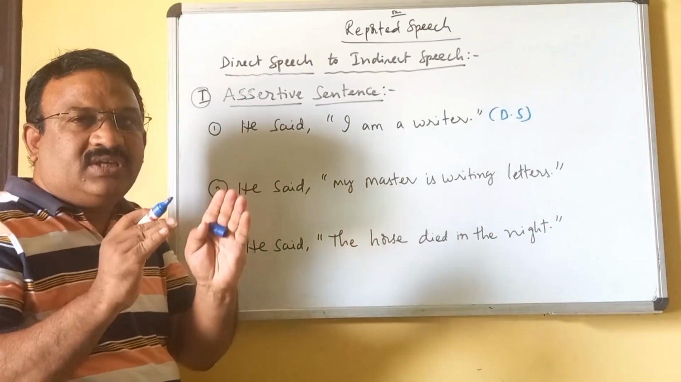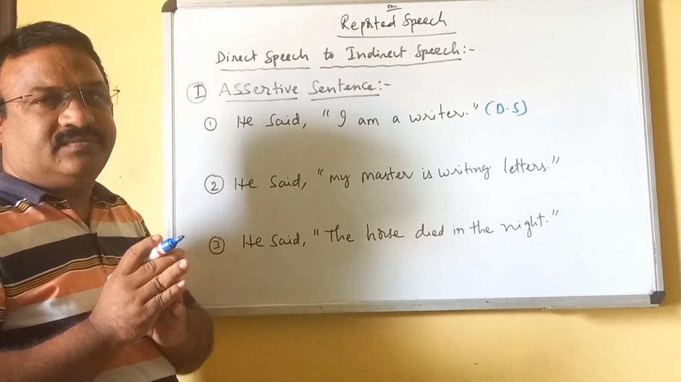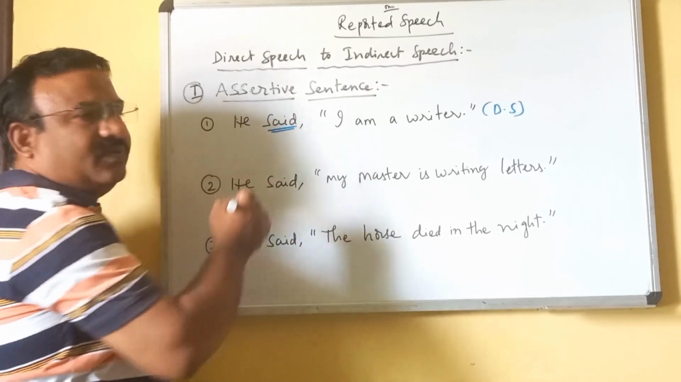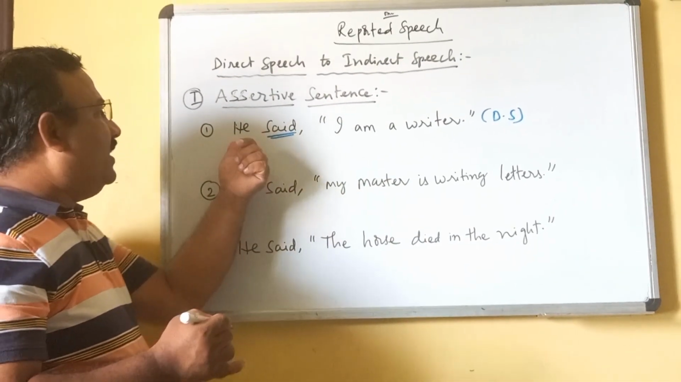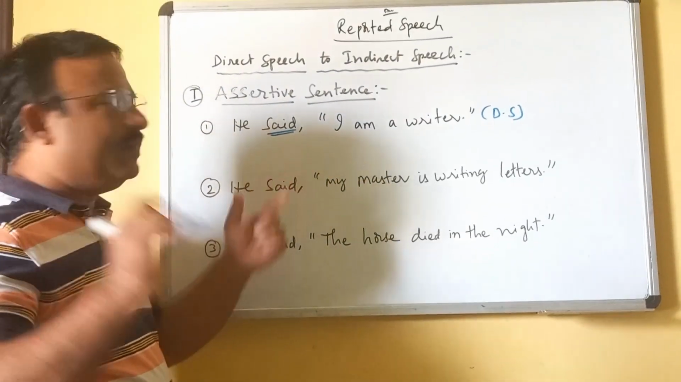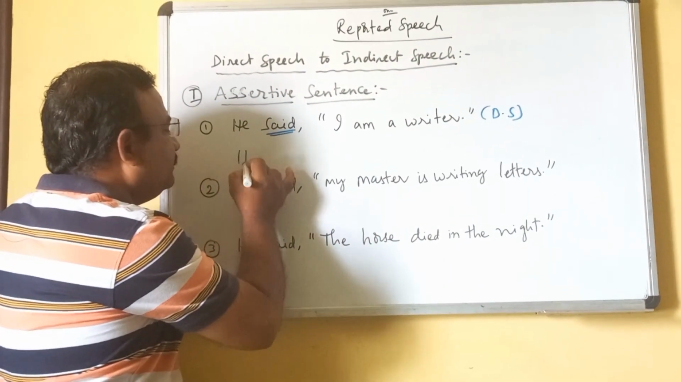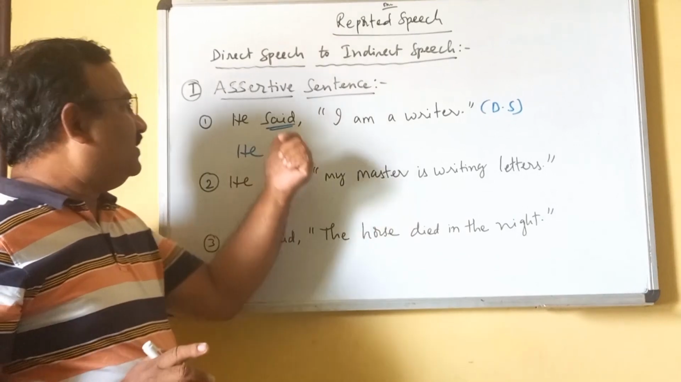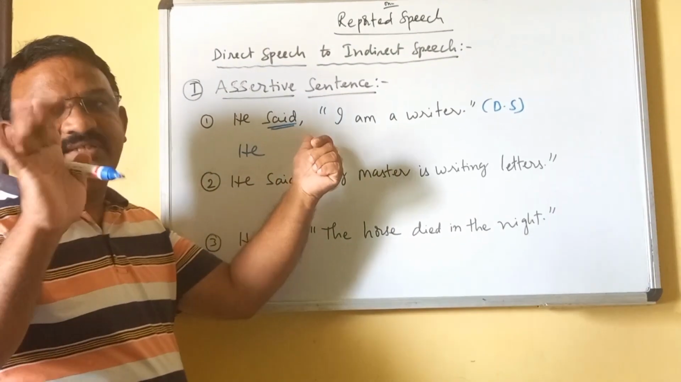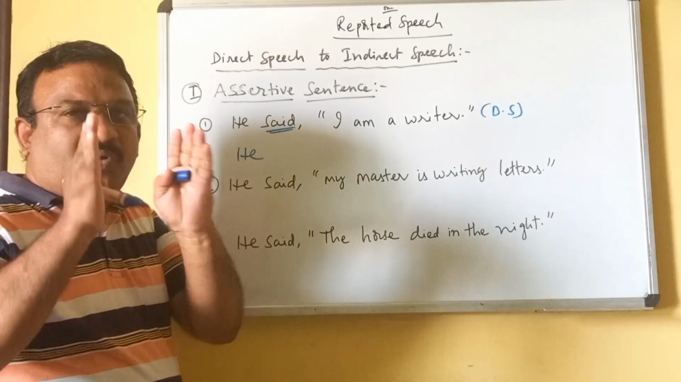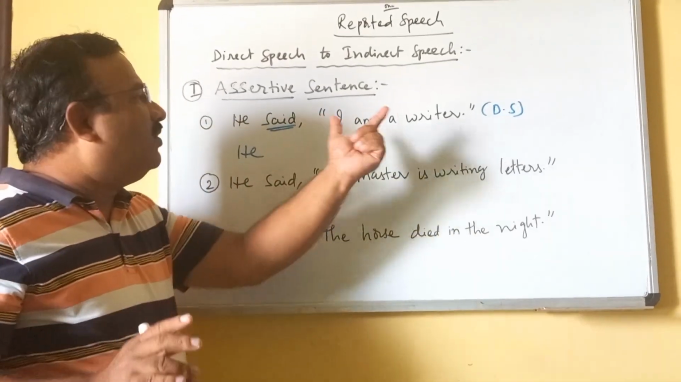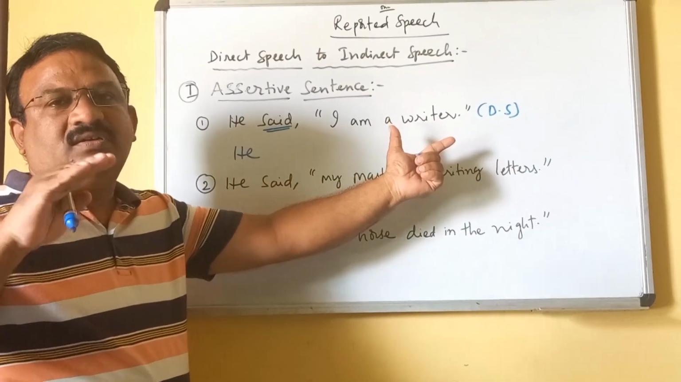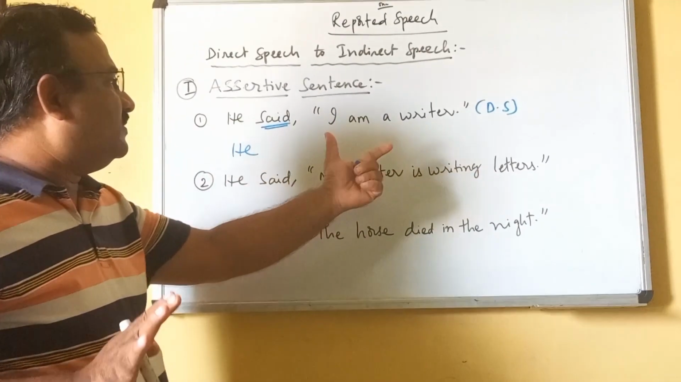Now we have to change it into indirect speech. He said, this is the reporting verb. Here the reporting verb is in the past tense. Said is past tense. So when the reporting verb is in the past tense, we have to change the verb tenses.